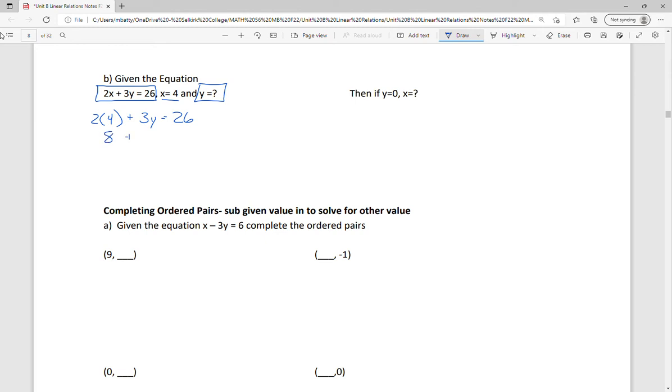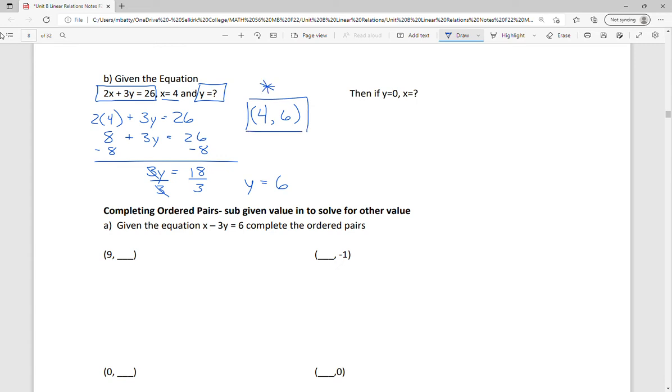So I'd have 8 plus 3y equaling 26. I'm going to subtract 8 from both sides. Remember, you add and subtract first, then do the dividing. I get 3y equaling, was that 18? Divide both sides by 3. So I get that y equals 6. Basically, we've got an ordered pair of 4, 6 as a solution. And again, this is sort of overkill because the question is just asking you, what is y if x is 4? Let's do another one here.